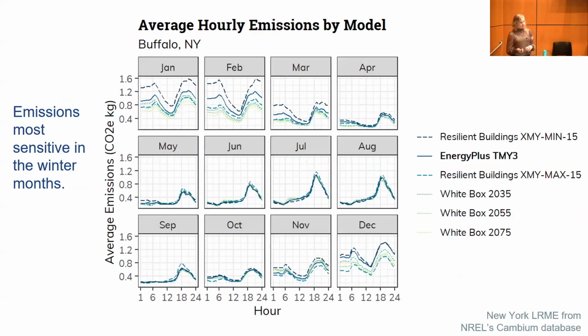Here's the same information, but in emissions. In this case, the EnergyPlus file is the darkest one, and the dotted line on the top is the extreme cold file. What we're seeing is that across the board, the future weather files and the warmer weather files have noticeably lower emissions in the winter months. And then over the summer months, they're pretty similar.